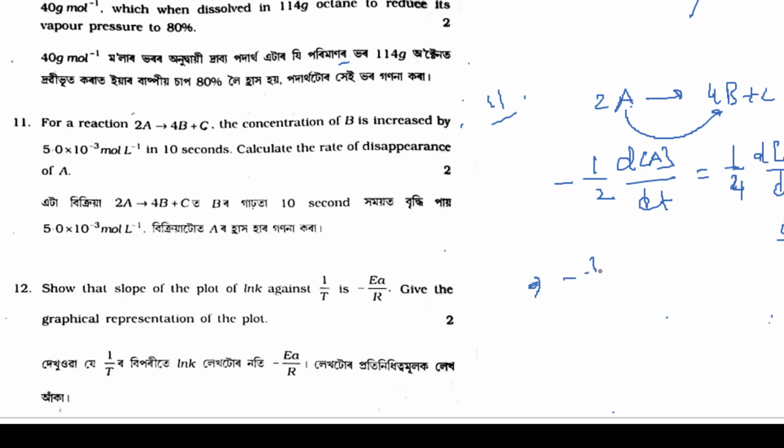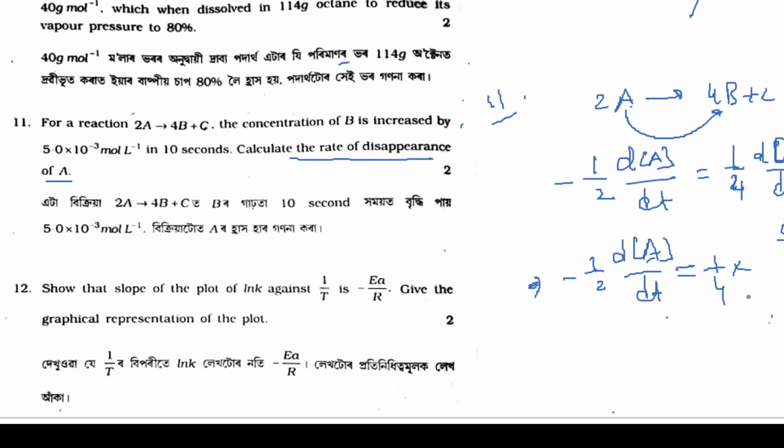How? Because in this question the concentration of B and the time are given. So we have to find dA by dt. Calculate the rate of disappearance of A. So 1/4 dB, look, dB is in concentration term. Always remember, whenever this term is there, it is in concentration term. So the concentration is 5 into 10 to the power minus 3.